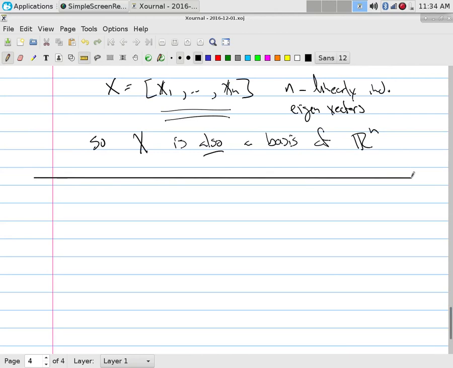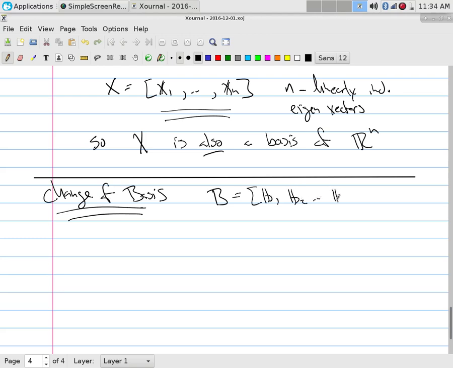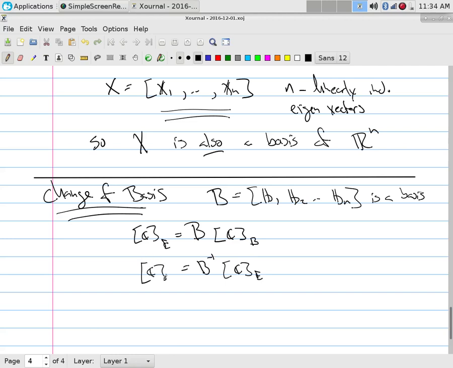What are some other stuff that we know? We also know change of basis. What if B, equal to basis 1, basis 2, up to basis n, is a basis? What happens when I take B and multiply it by a vector whose coordinates are in B? What does it spit out? The coordinates in standard. What if I take the coordinates in standard and multiply them by B inverse? It would spit out coordinates in B. That's the change of basis stuff. You multiply by a basis matrix, it'll take the basis coordinates and spit out standard. If you multiply by the inverse, it takes standard and spits out basis B. Okay.